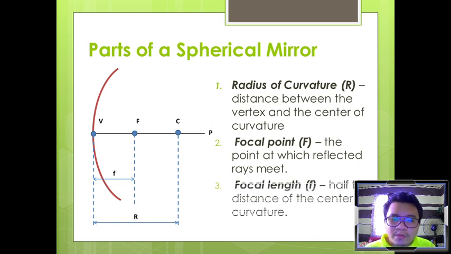And we also have the focal length, which is half the distance of the center of curvature. Or we can also say it in another way, that it is the distance from V to F, the big letter F of your mirror, which corresponds to the vertex and the focal point or focus respectively.